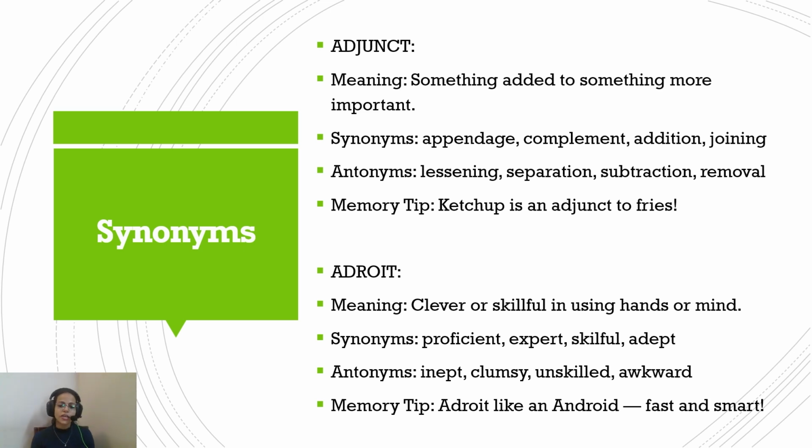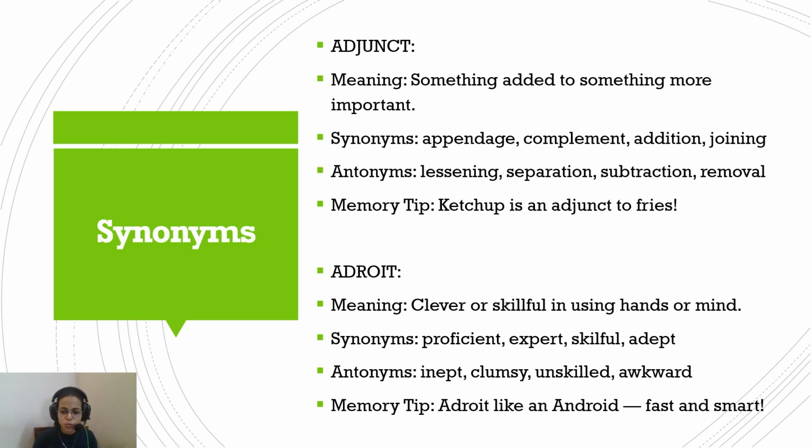Adroit. Now, adroit means clever or skillful at using hands or mind. You can remember adroit, it sounds like a drone. Somebody who's very good at handling the joysticks or the remote can fly the drone very well. So adroit is a person who's skillful in using hands or mind. So adroit is a clever person. The synonyms would be proficient, expert, skillful, adept.